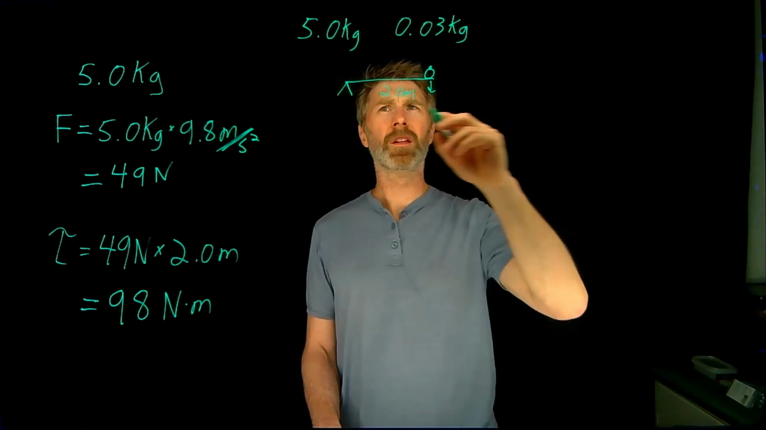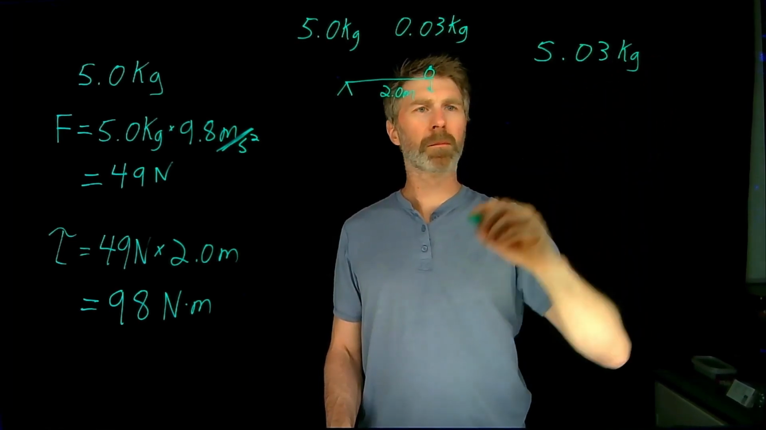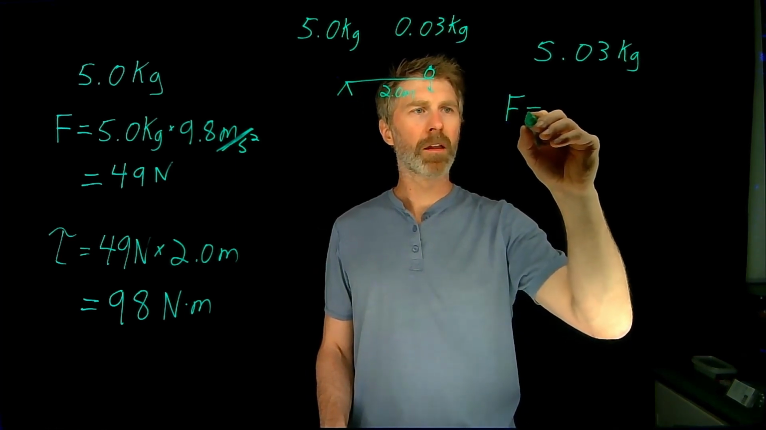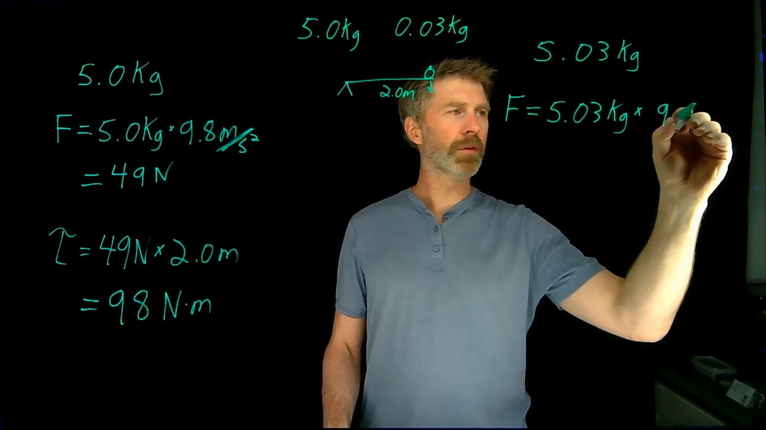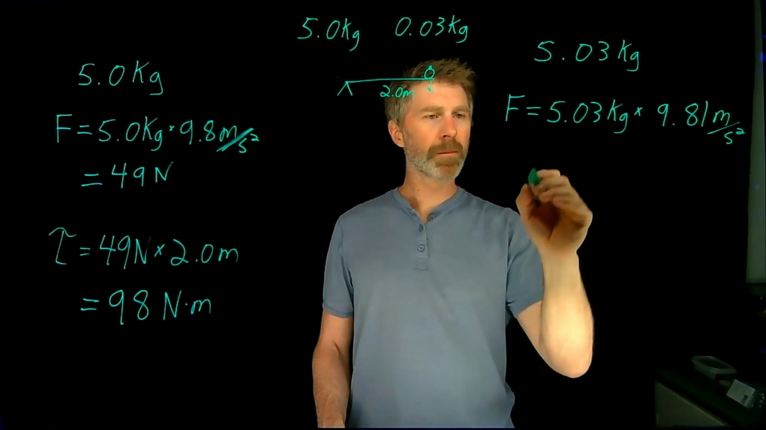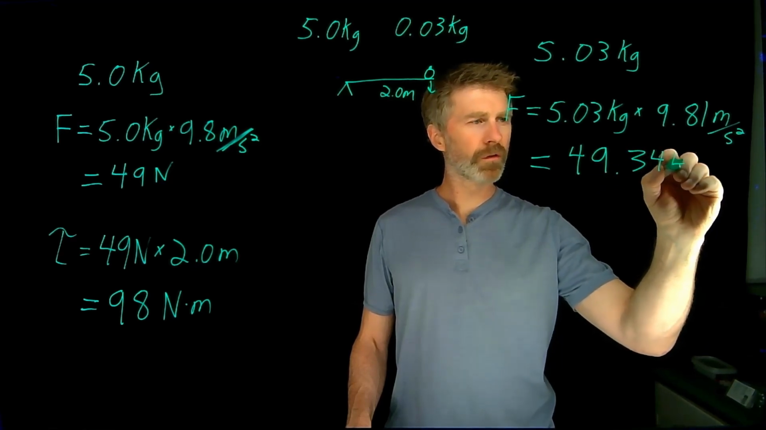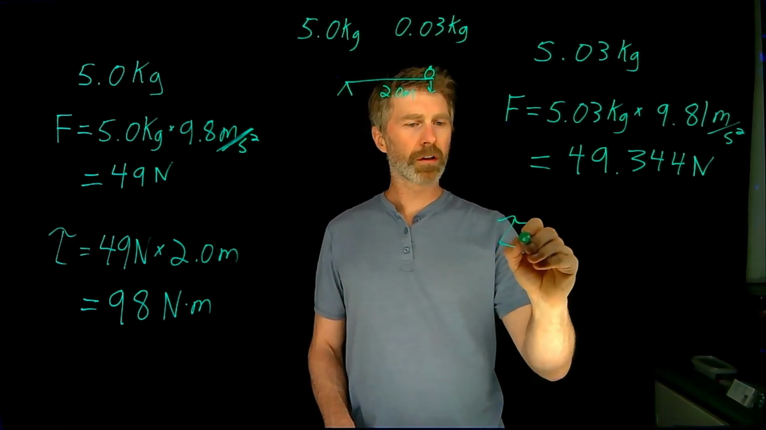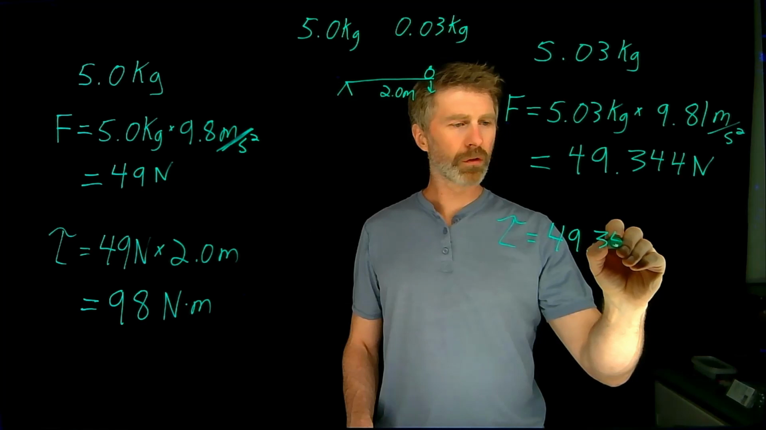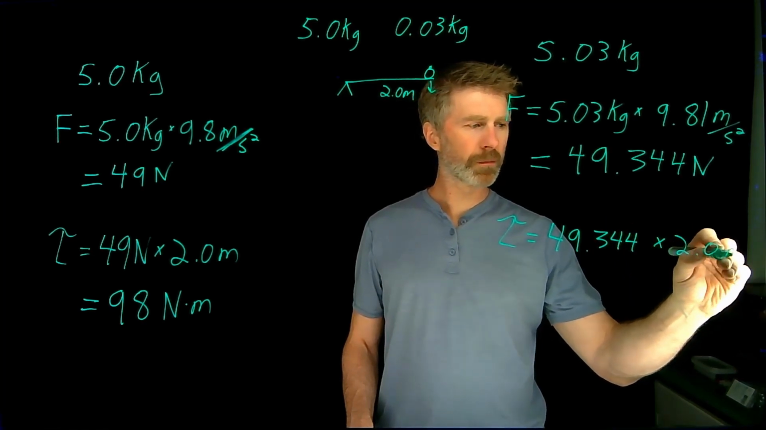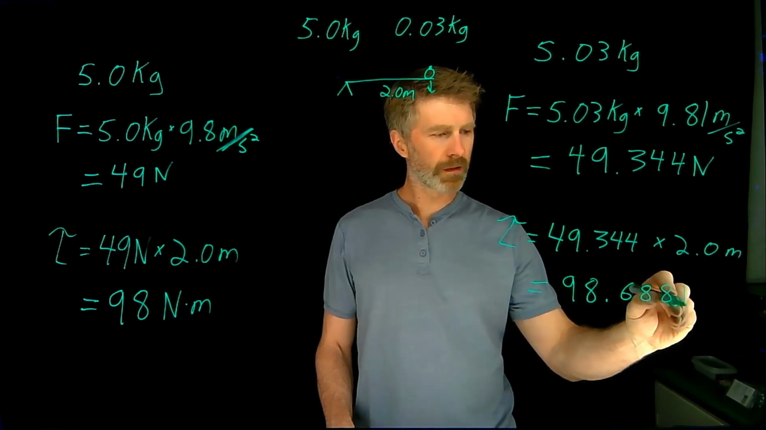Now if we don't do it through the whole calculation, we have a 5 kilogram mass and a 0.03 kilogram mass. So the total mass of that object is 5.03 kilograms. The force that mass is exerting on that lever arm will be the 5.03 kilograms times 9.81 meters per second squared. And that gives us a value of 49.344 newtons. And then the torque will be the force times the length of the arm, so 49.344 newtons times 2.0 meters. That gives me 98.688 Newton meters.